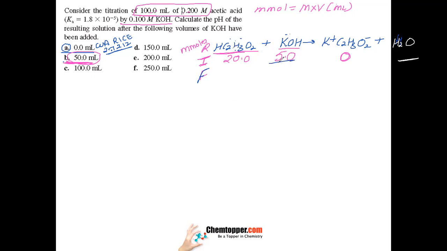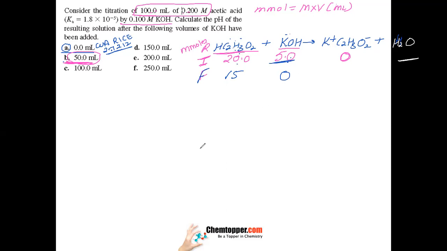1:1. 5 millimoles will react with how many acetic acid? It will react only with 5, but they are 20. So how much is left? 15. How much KOH is left? 0. So who is the limiting reactant? Please type here, all of you. Who is the limiting reactant? Limiting reactant is KOH. Remember that.